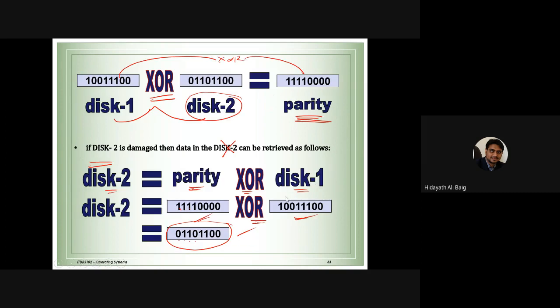So that is how we use it. If disk 2 is damaged, we get the data from disk 1 XOR the parity block. So with the help of this, we can recover the data from different disk drives. Okay, this is the concept of RAID.